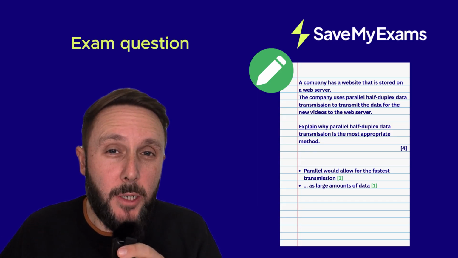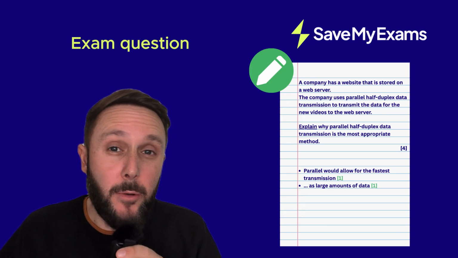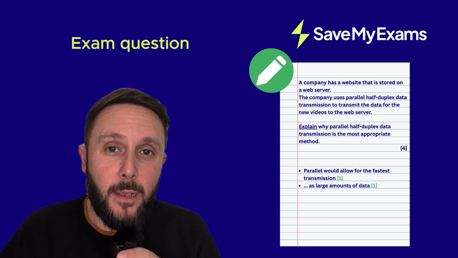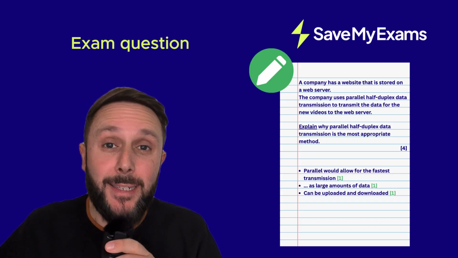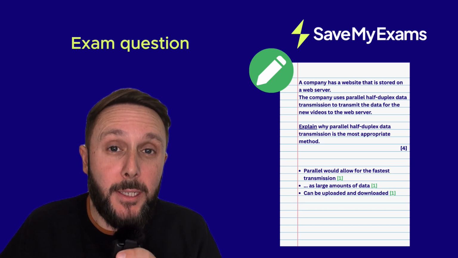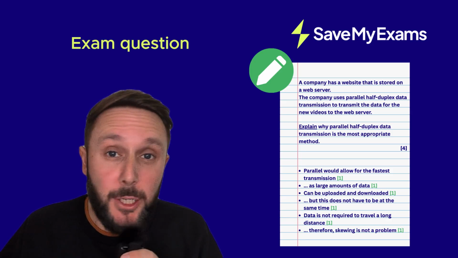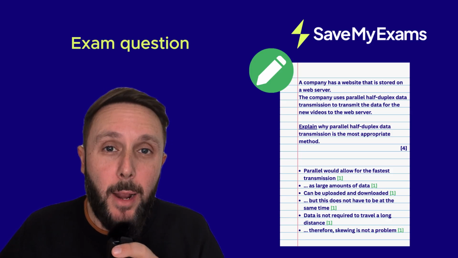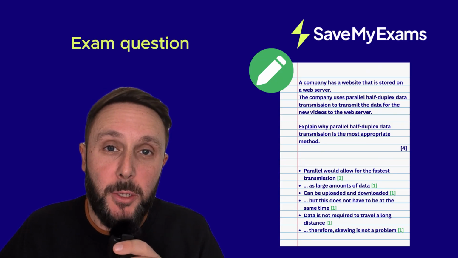Now there was a clue in the question, and that word was video data. So by video data, we're going to assume that's large quantities of data. So parallel is appropriate here because speed matters. Half duplex still allows uploading and downloading of data, just not at the same time. And that's actually quite appropriate in this scenario. The distance is short, so skew isn't an issue. So altogether, that makes parallel half duplex a really suitable and appropriate transmission method.